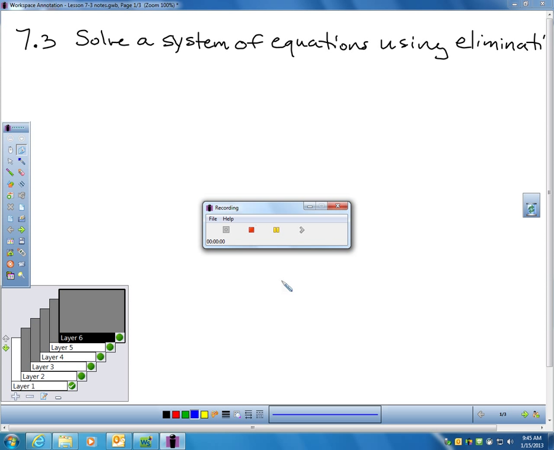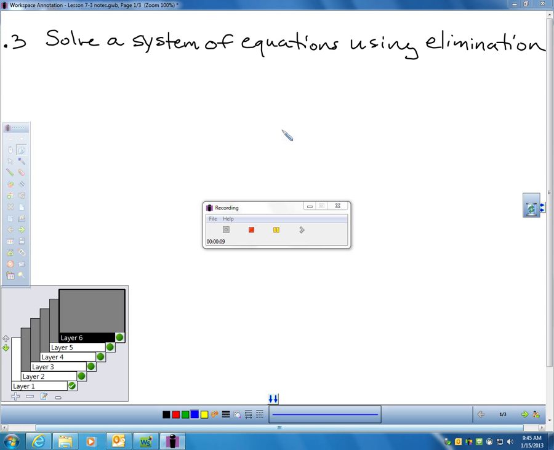Hi, this is section 7.3, and this is solving linear equations by adding or subtracting. That's what the book title is. I'm going to write down that this is solving a system of equations by using the third method.